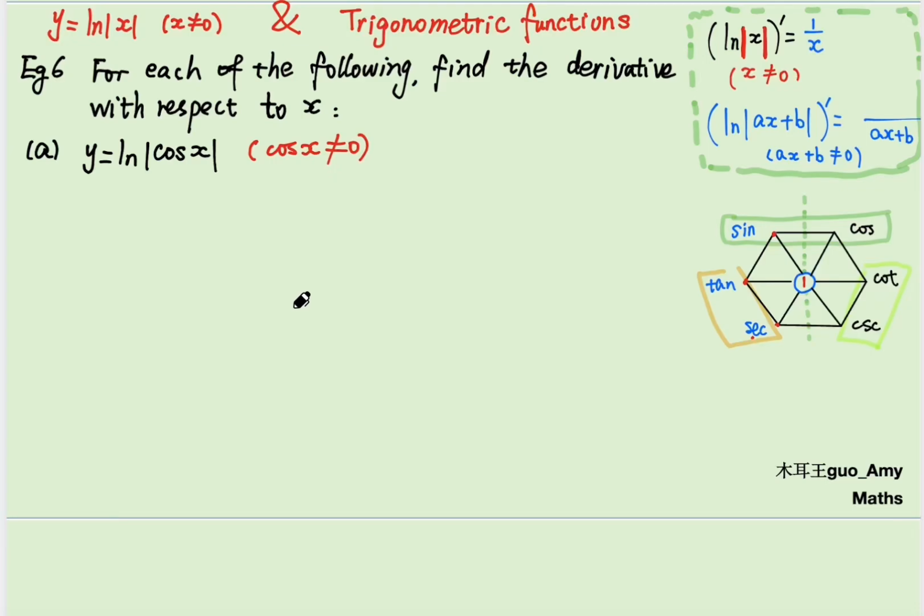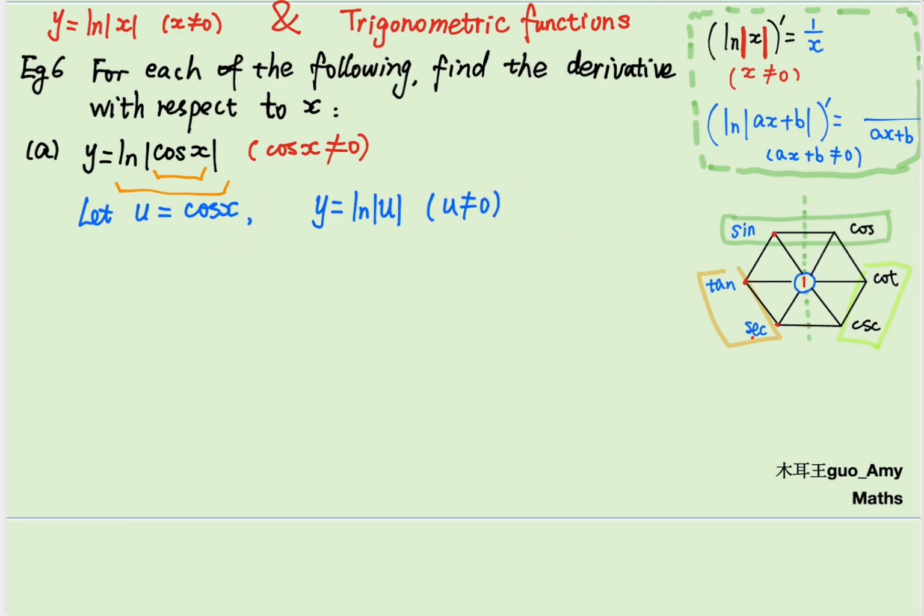In this example, we are going to look at the composite functions involving y equals ln absolute of x and trigonometric functions. For part A, we have y equals ln absolute of cosine x. We are going to introduce the variable: let the inner function be u. The outer function will be y equals ln absolute of u, u is not equal to 0.